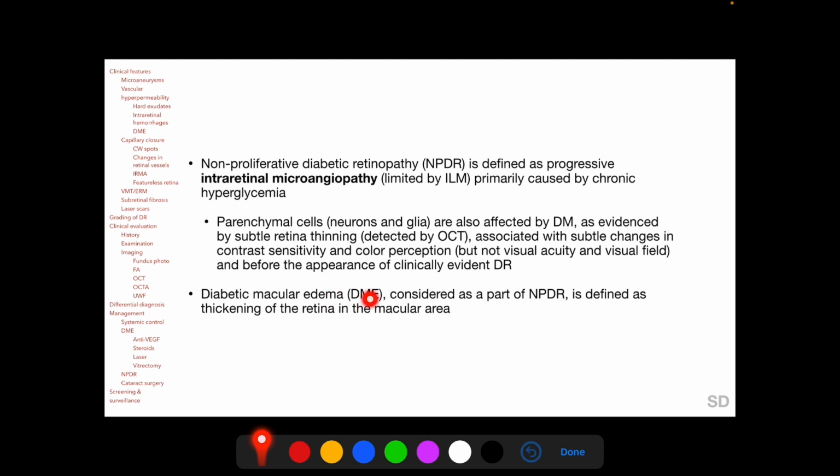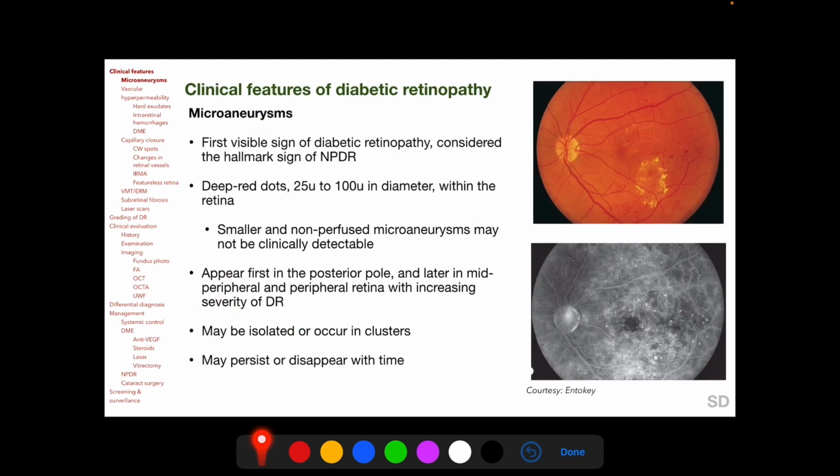Diabetic macular edema or DME belongs to the spectrum of non-proliferative diabetic retinopathy, as we have discussed, and is defined as thickening of the retina in the macular area. Microaneurysms are the first visible clinical sign of diabetic retinopathy and are considered the hallmark sign of non-proliferative diabetic retinopathy. Clinically, they appear as deep red dots, as seen here in this diagram, 25 to 100 microns in diameter, located within the retina. And smaller and non-perfused microaneurysms may not be clinically detectable.